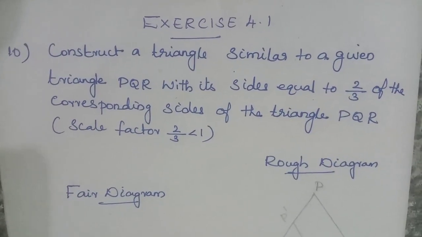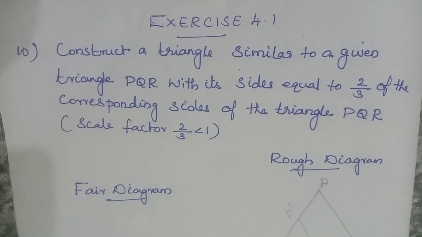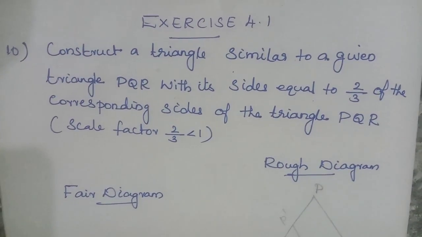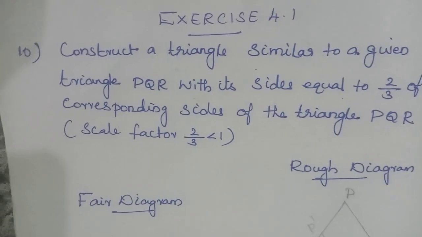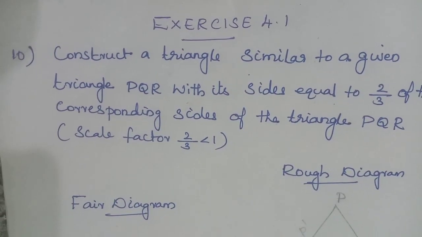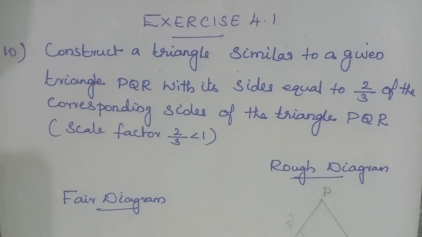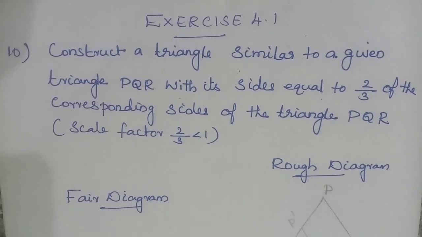Hello students, today I am going to explain exercise 4.1, 10th sum. Construct a triangle similar to a given triangle PQR with its side equal to 2 by 3 of the corresponding side of the triangle PQR. Scale factor 2 by 3.